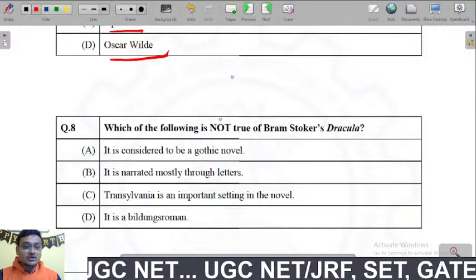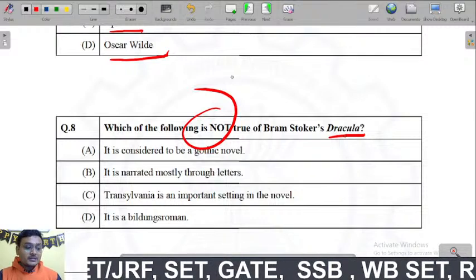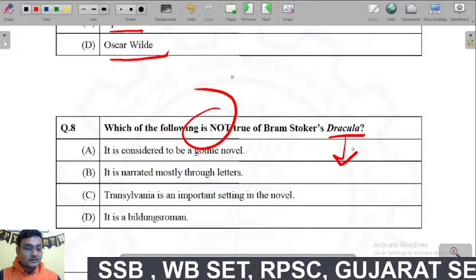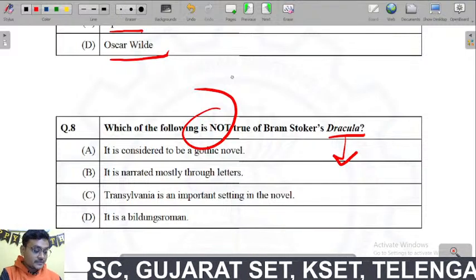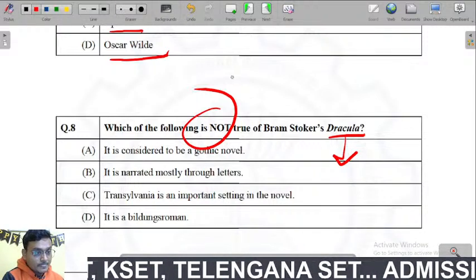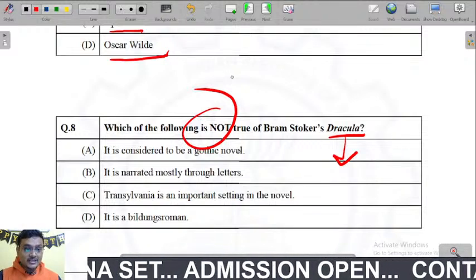Which of the following is not true about Bram Stoker's Dracula? Dracula is a work that was published in which year? Any idea? So it is considered to be a gothic novel. Yes, that is actually a gothic novel.